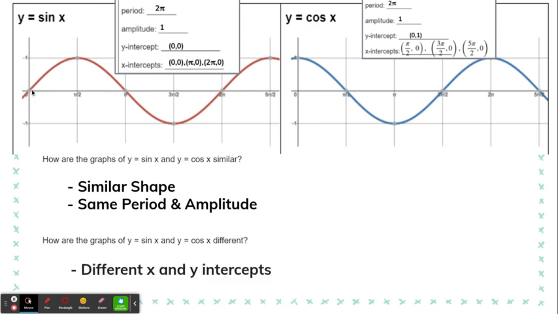So if you look at their y-intercepts, the y-intercept for a sine usually starts at 0, and a cosine usually starts up at the amplitude, up high on a peak. Okay? And you can tell all their x and y-intercepts are different too.